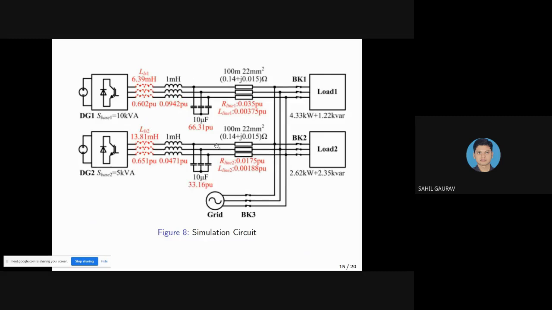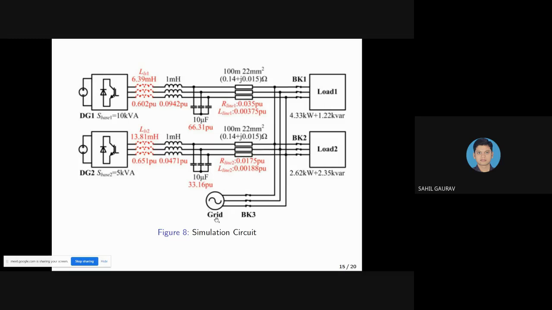The filter values, the filter side, are the same for both, and the line is also of the same value. But if we find out the base value, the per unit value, then it will change, because the kVA value is different for both DGs. And similarly we will find out the virtual stator inductor by the mechanism I discussed earlier. And this is the circuit breaker, and the load is connected at the PCC.